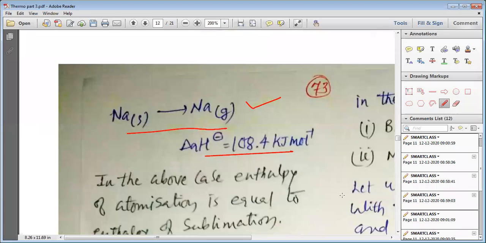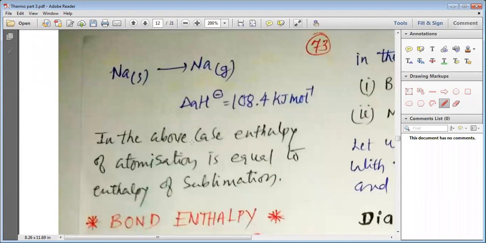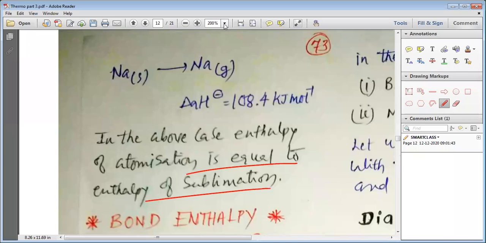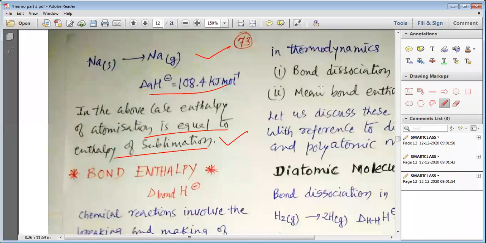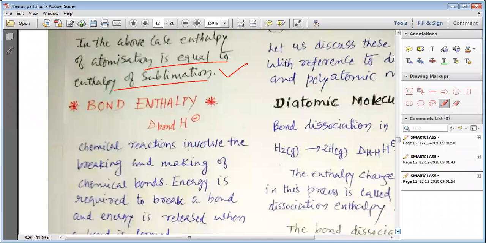In the same way, my dear students, when sodium in solid phase is converted into sodium in gaseous phase, the enthalpy change for this reaction is 108.4 kilojoule per mole. In this case, the enthalpy of atomization is equal to the enthalpy of sublimation, because the solid is directly converted into gas, and that is why the enthalpy of atomization can be considered as the enthalpy of sublimation. So in various cases, we have seen that the enthalpy of atomization can be considered as either the enthalpy of bond dissociation or, in some cases, the enthalpy of sublimation.